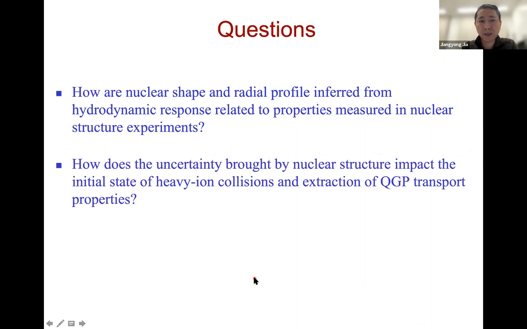Okay, so there's a very important question that needs to be addressed by the theoretical communities: we can determine the nuclear shape and the radial profile from hydrodynamic response. Is this the same as, or how different is it from, what is measured in nuclear structure, right? This is very important. But of course, if we have a much more precise understanding of the nuclear structure, can we use this information to improve our understanding of the initial state of the Hadron collision and try to extract the QGP transport properties, right?